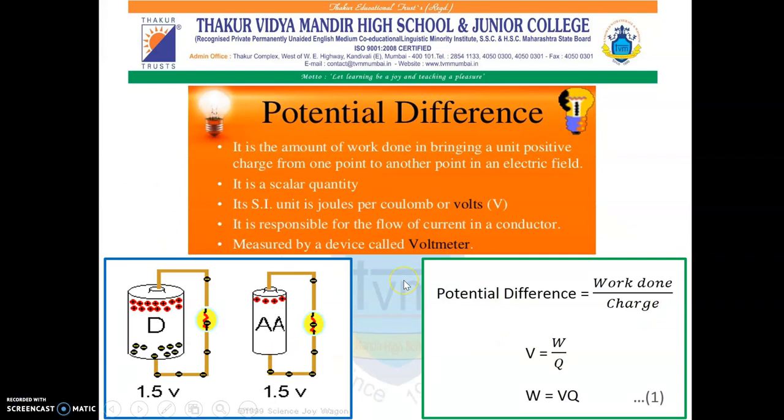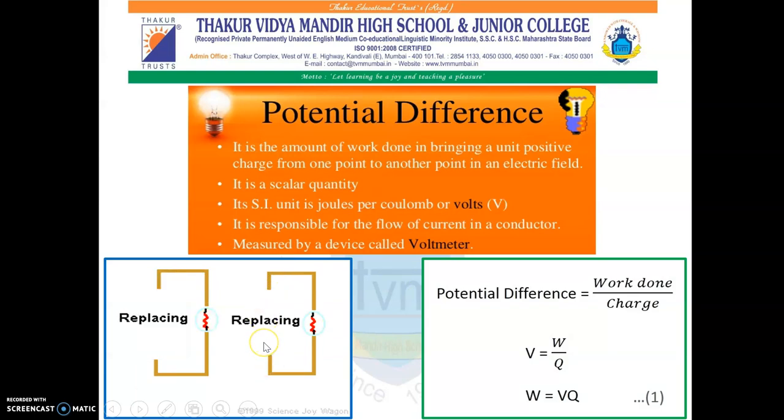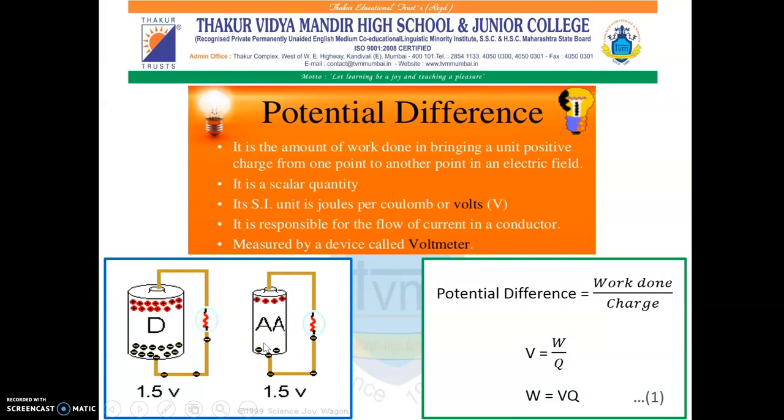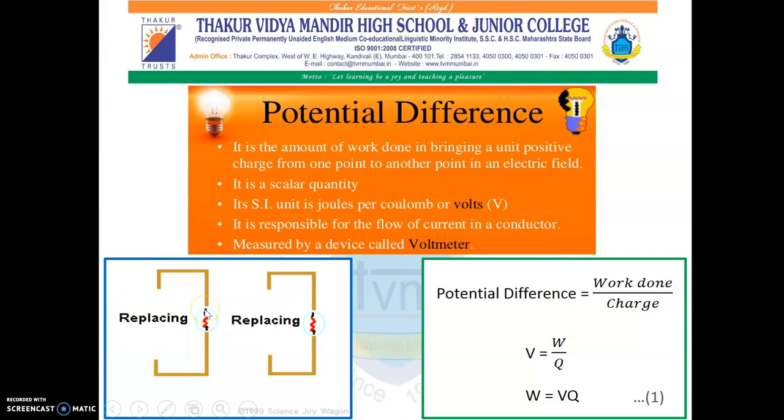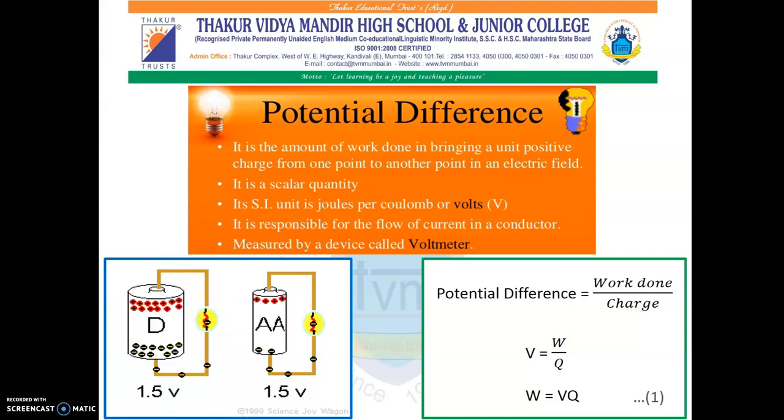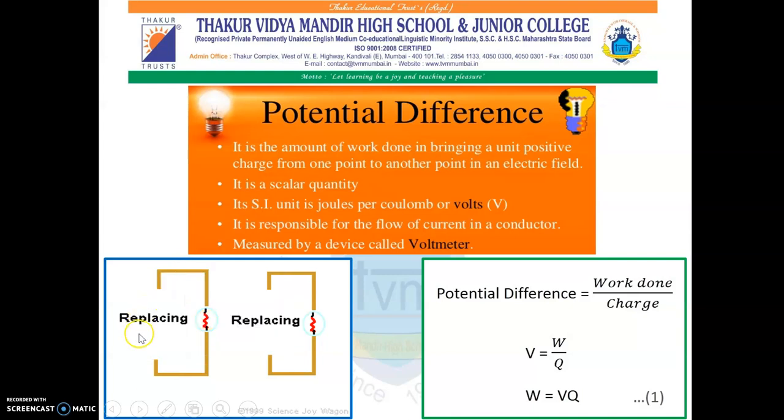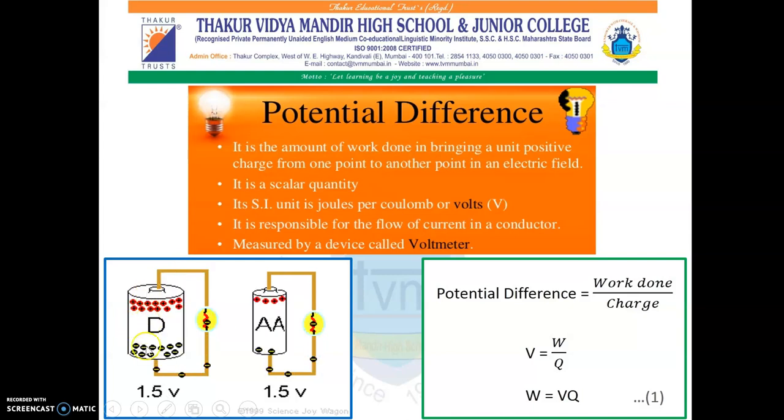Potential difference. The difference in potential between the positive and negative terminals of the cell is called the potential difference of that cell. Now this potential difference is caused by the chemical reaction occurring inside the cell. The potential difference sets the electrons in motion and results in the flow of electricity through the conducting wire connected to the two ends of the cell.